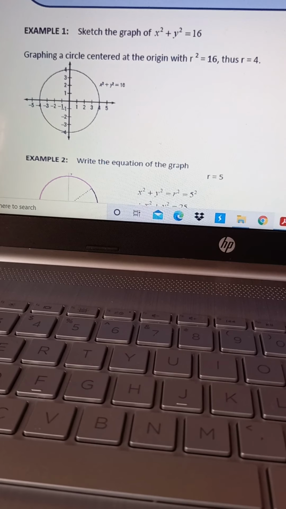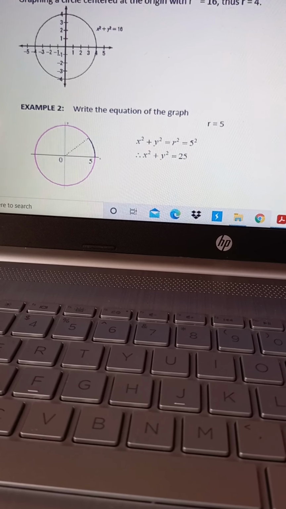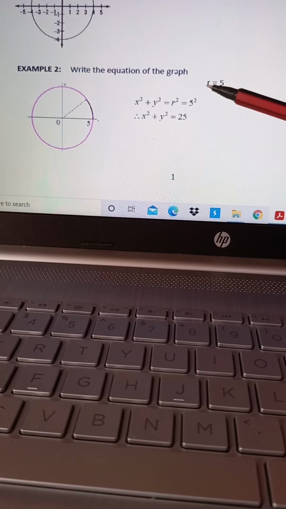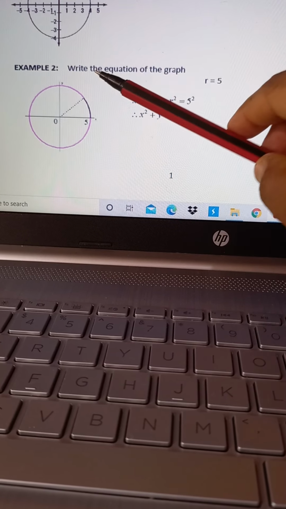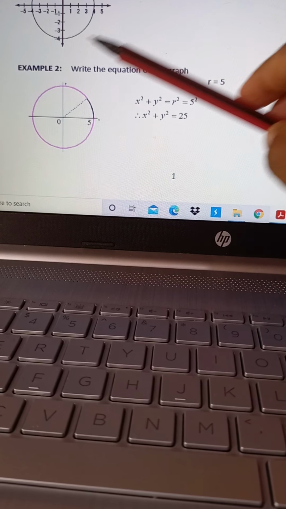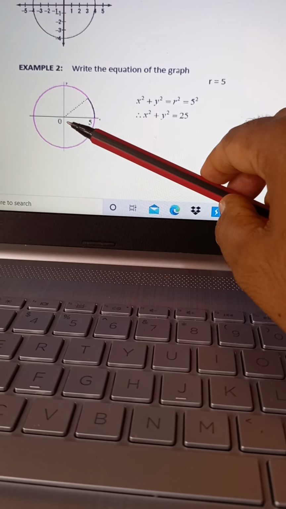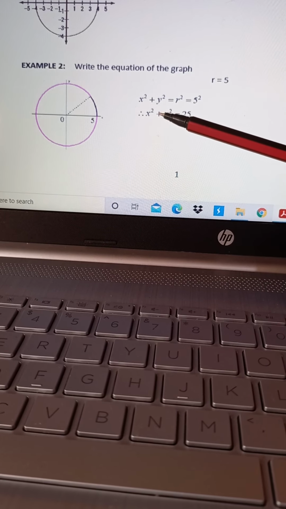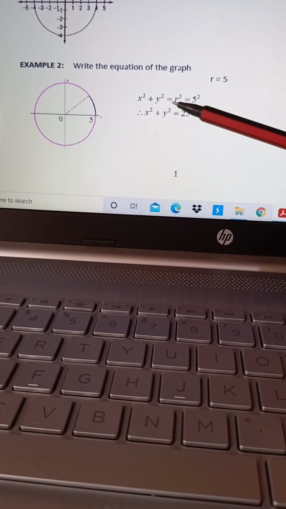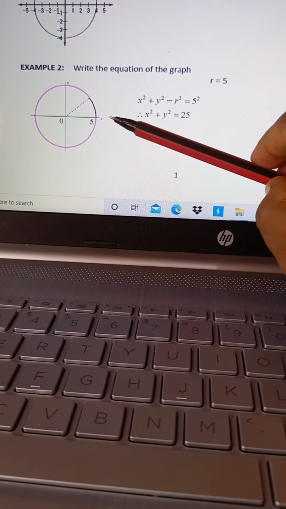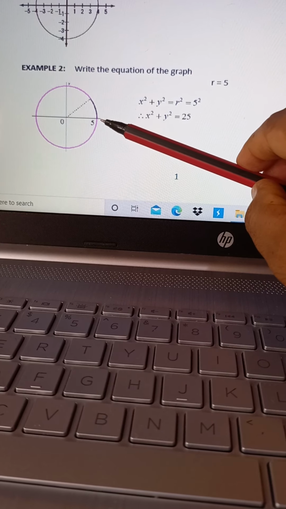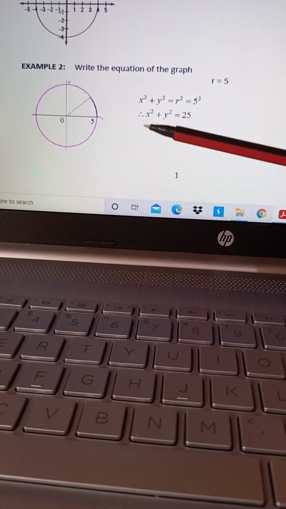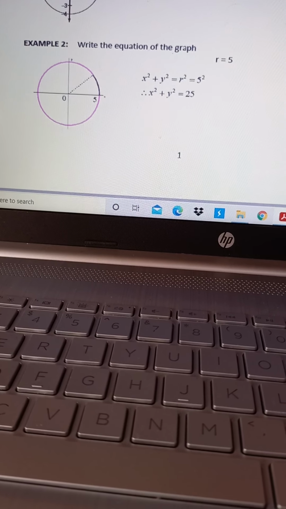Let's have a look at example 2. Example 2 should be a more worthy example. Looking at example 2, it is a similar one this time. It says write the equation of the graph. The center is at 0, 0. So if the center is at 0, 0, there are no numbers associated with x and y. Okay, we need to find the r squared value. R, the radius of this circle, is 5 units. So 5 squared is 25. The equation becomes x squared plus y squared equals 25.